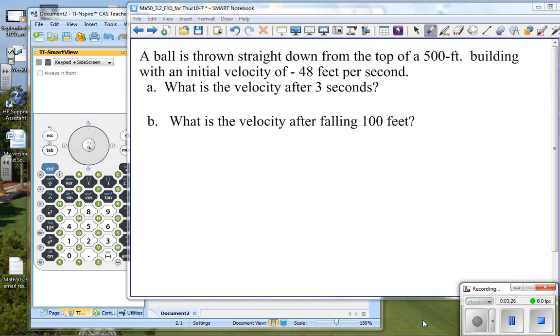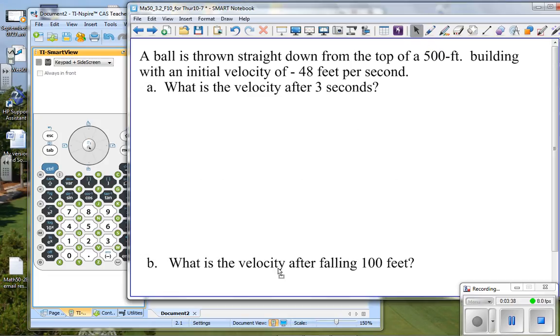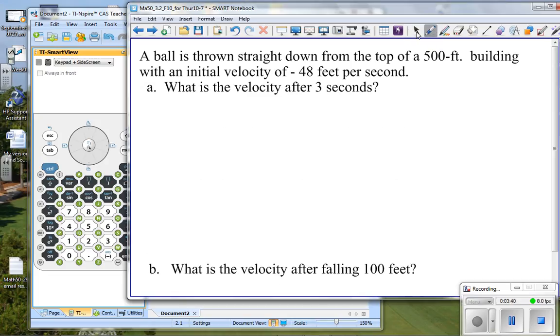Okay, here's an example. A ball is thrown straight down from the top of a 500-foot building, initial velocity of negative 48 feet per second. What is the velocity after 3 seconds? So let's answer that question first. Again, velocity is the derivative of the position function. So I need to build a position function.